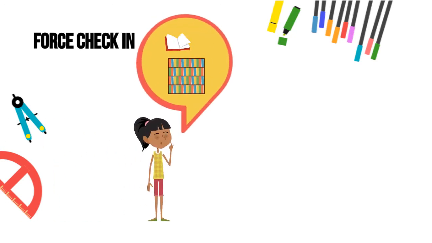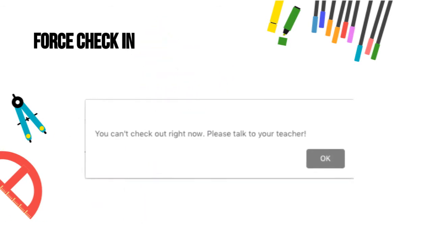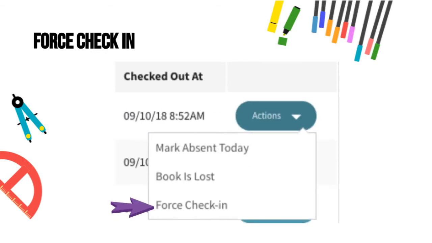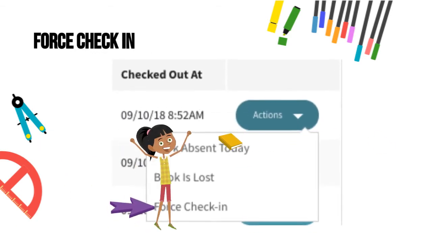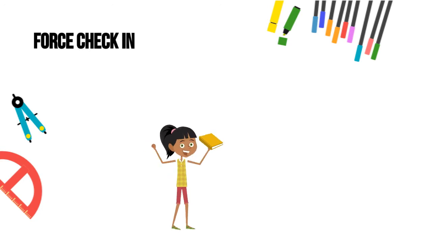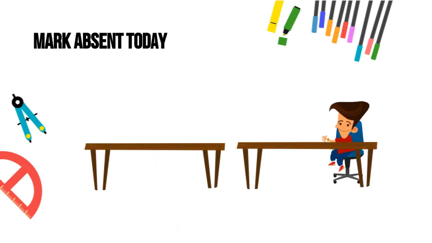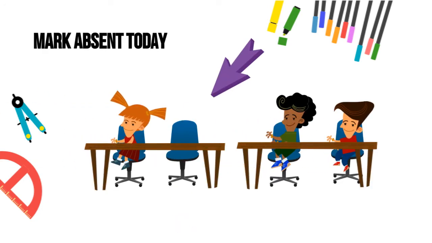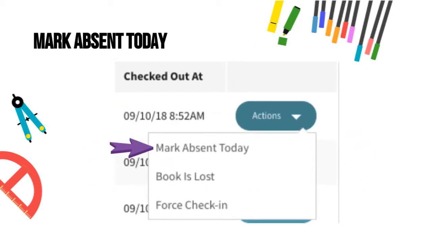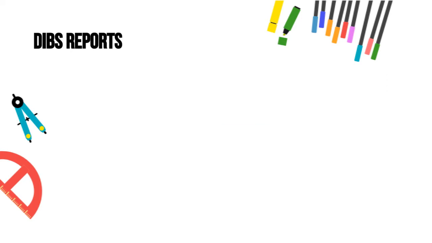Sometimes a student forgets to check in a book before placing it in the DIBS library, meaning that when they try to check out another book, they will be denied. Use Forced check-in to avoid having to dig through bins for misplaced books, and allow them to get a new book. If a student is absent, and you don't want to hurt their individual or class participation, use Mark absent today. This lets our technology know the student isn't able to check in or out a book today.